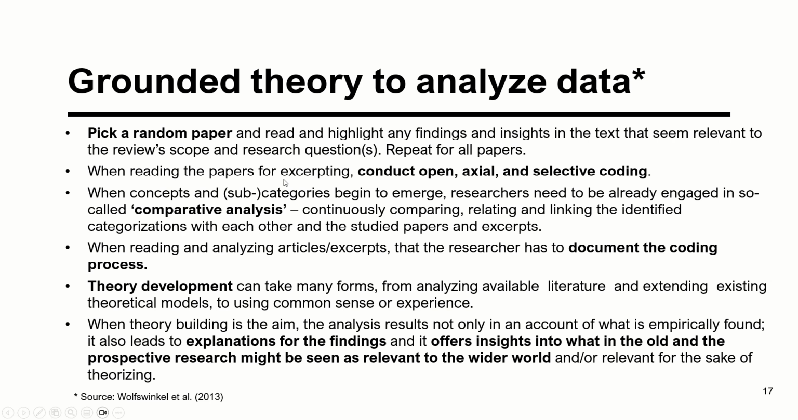Once you have read the papers, you do a set of open, axial, and selective coding, the ones that we just spoke on the previous slide. And when these concepts and subcategories start to emerge, that's where you engage in a comparative analysis, where you are continuously comparing and relating and linking the identified categorizations with each other. And when you're reading these, going back to the transparency aspect of it, you have to document the coding process in terms of how you went about it.